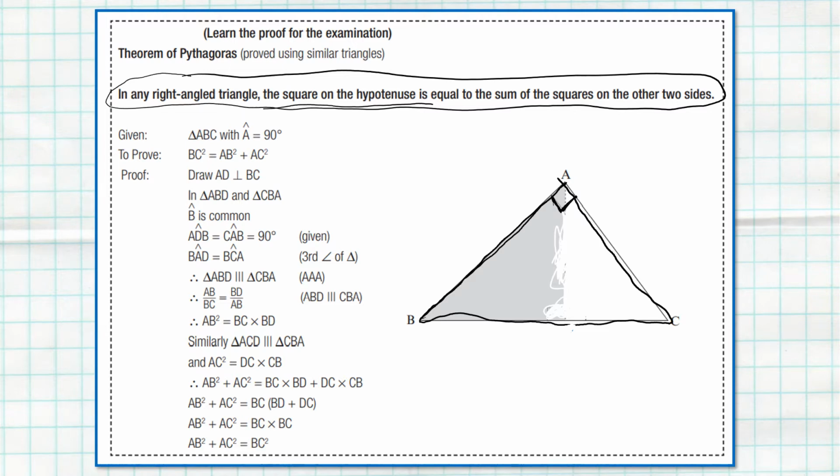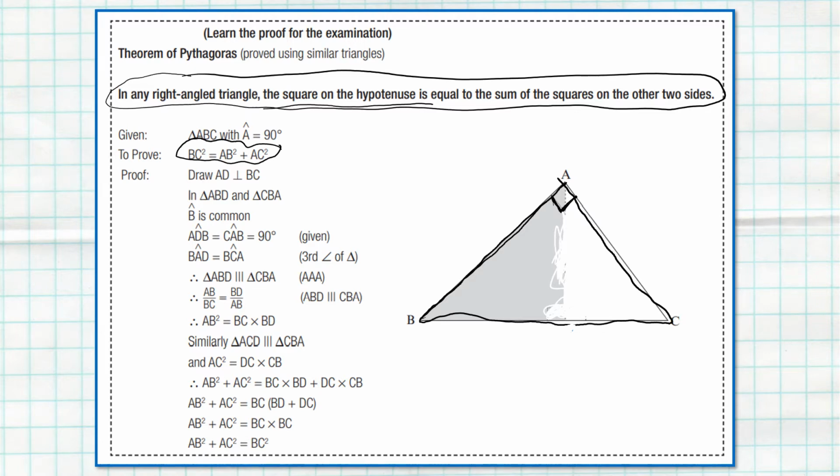Now you are required to prove that BC squared is equal to AB squared plus AC squared. If you want to prove this theorem, you definitely start by construction. You are given a right angle of 90 degrees, in a right angle triangle, and you must prove that BC squared is equal to AB squared plus AC squared. We start by construction.